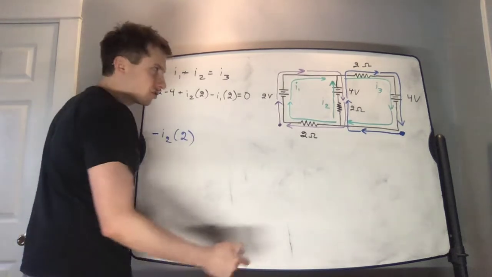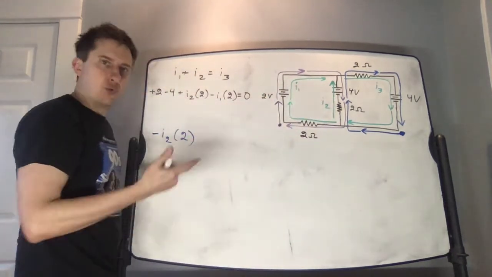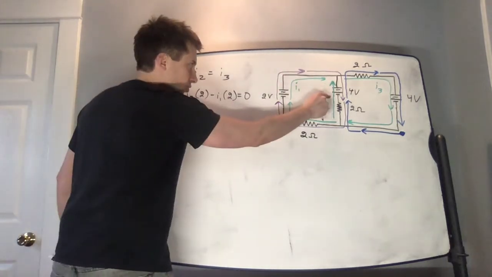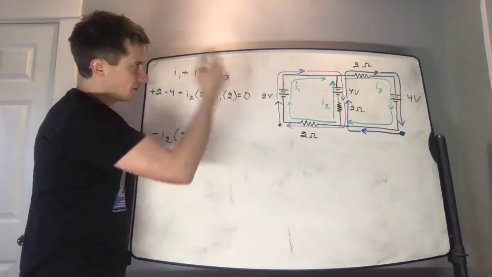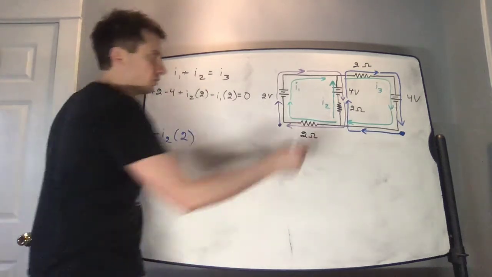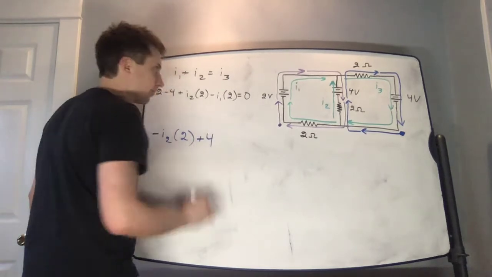The next circuit element we encounter along this path is the 4-volt battery. We are now traveling from the negative terminal to the positive terminal of the battery, from the short line to the long line. So the change in voltage as we cross this battery will be plus 4 volts.